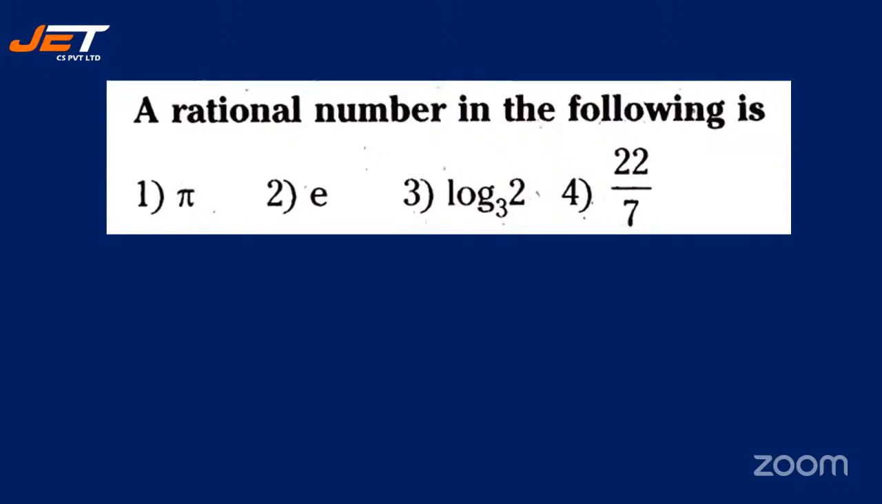A rational number in the following is dash: pi, e, log 2 base 3, or 22 by 7. All right, so what is a rational number? A rational number among the following is pi, e, log 2 base 3, 22 by 7. You can take your time, work it out, and then give me the answer.